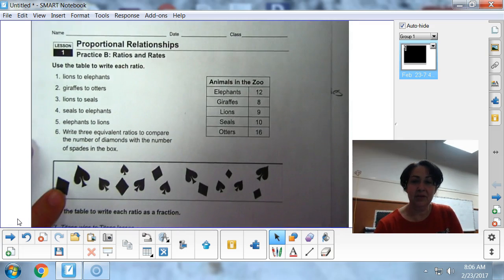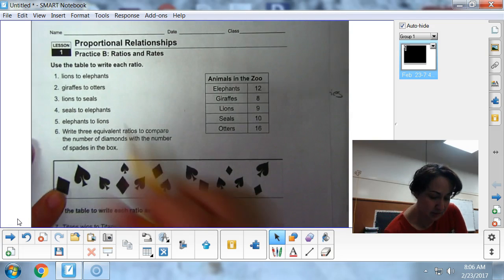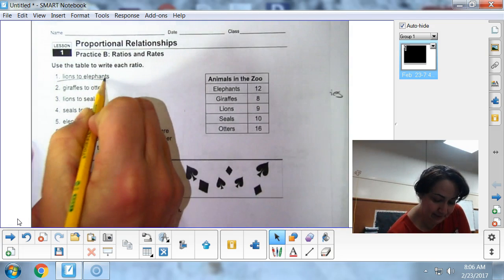So use the table to write each ratio. Number 1 says lions to elephants.